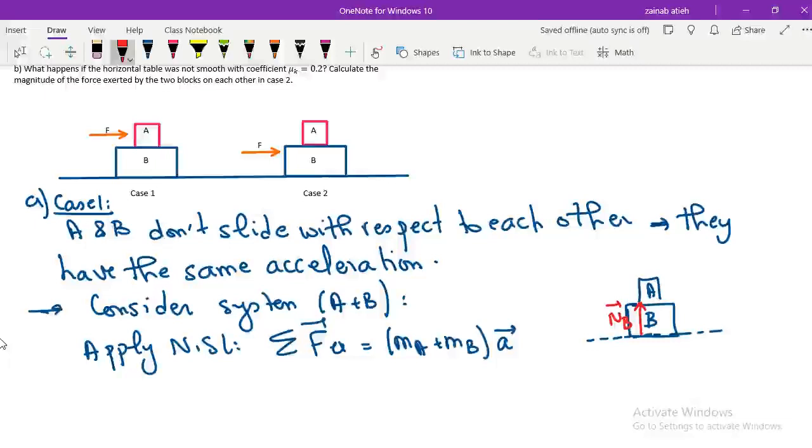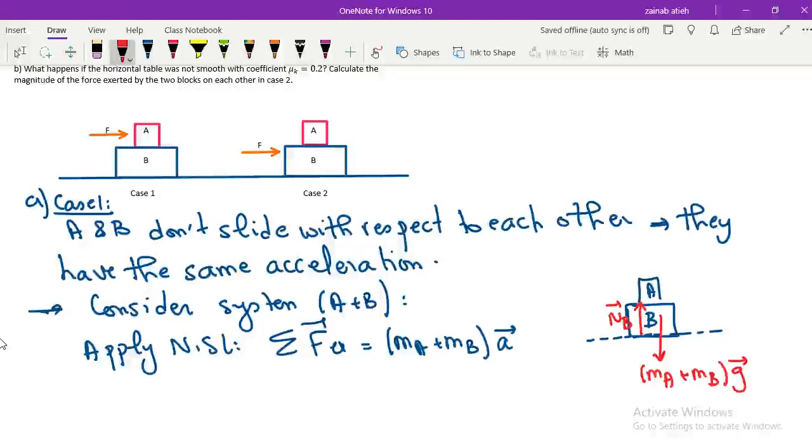So the normal force exerted by the table is considered as an external force. What are the other forces? There is no friction from the table or the ground on B. We have the weight of A and the weight of B. We can say it's the weight of the system, which is vertically downward. It's (MA plus MB) G. This is the weight of the system.